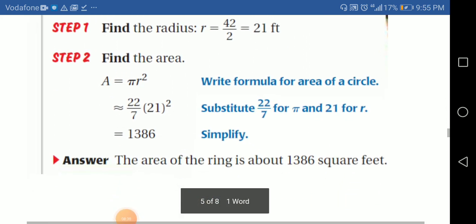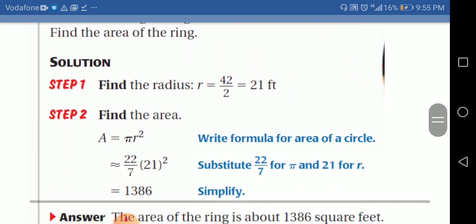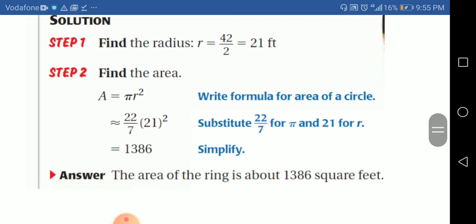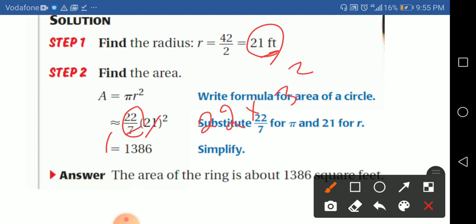We can substitute in the rule: pi r squared, and r is 21. It's divisible by 7, so I'm going to use 22/7. Because it's divisible by 7, 7 divided by 7 gives 1, and 21 divided by 7 gives me 3. So it will be 22 times 3 squared. 3 squared means 9. So multiply them together and it will give you the answer.